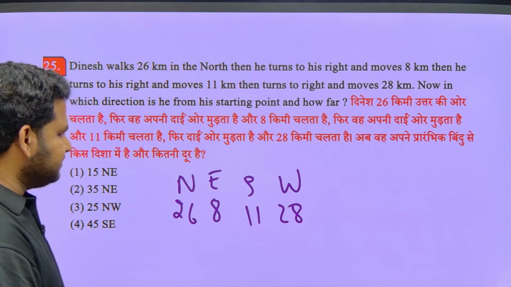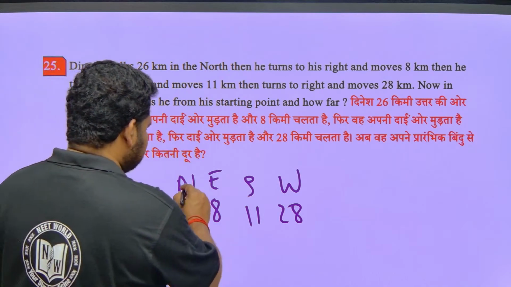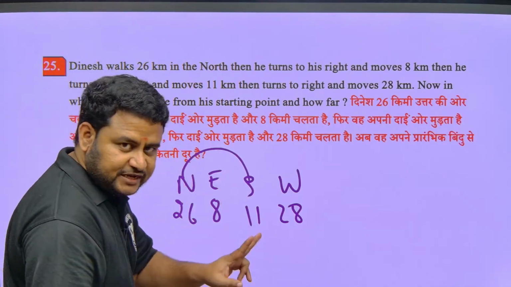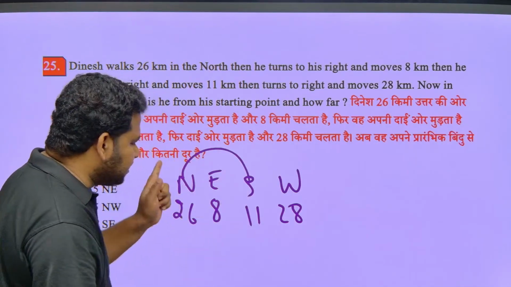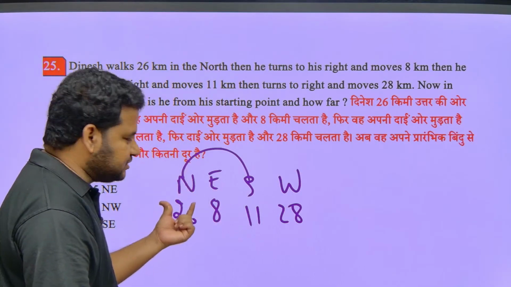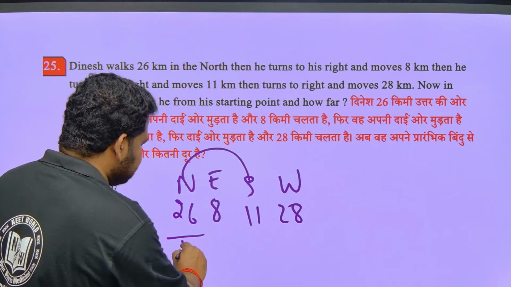Now if they are asking which direction, what we have to do here is first we have to find the difference. So north and south difference, what am I getting? I am getting 26 minus 11 is 15. Under what should I write? I should write under the bigger number. Out of north and south, the bigger number is what? North, because it is having 26. So it will be 26 minus 11, I will write it as 15.